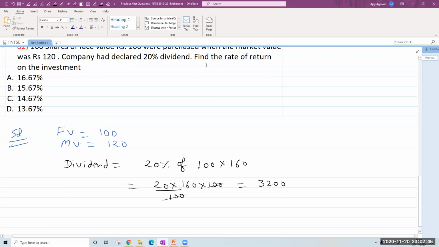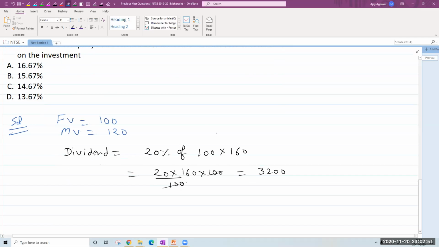They are asking to find the rate of return on the investment. So the return percentage is this dividend divided by your market value, 120 into the number of shares, and you need to find all this as a percentage. Once you solve, the zeros cancel out, so it will be 16.67%. So option A is correct.